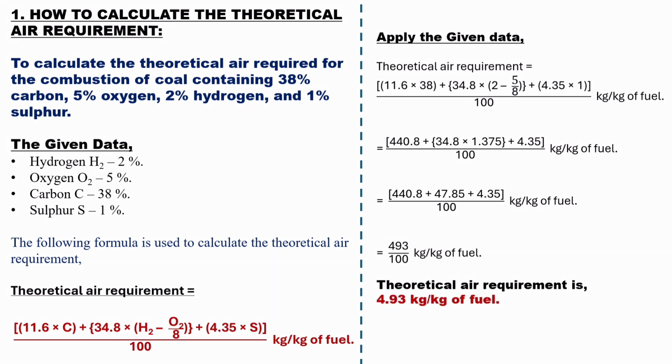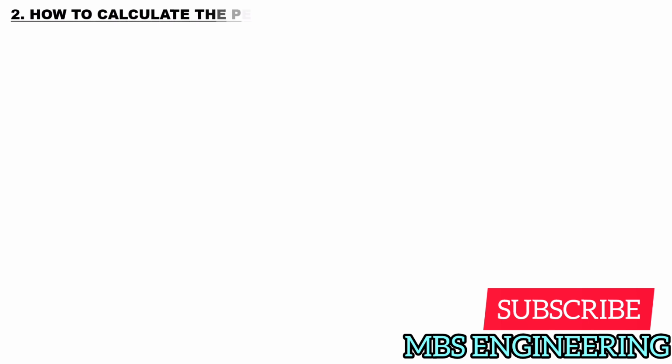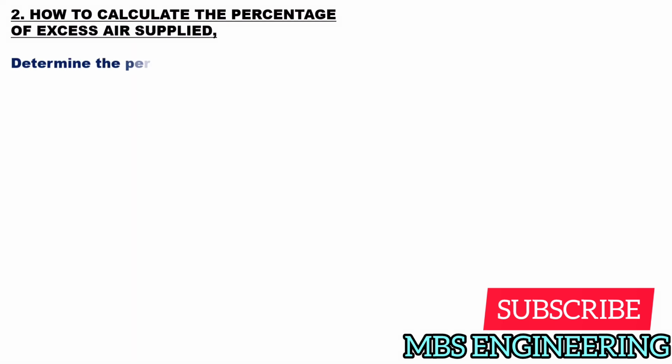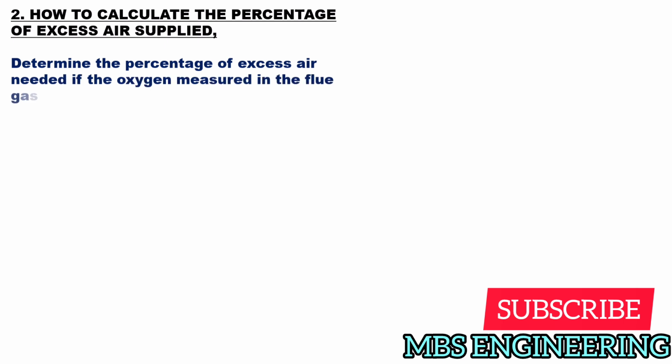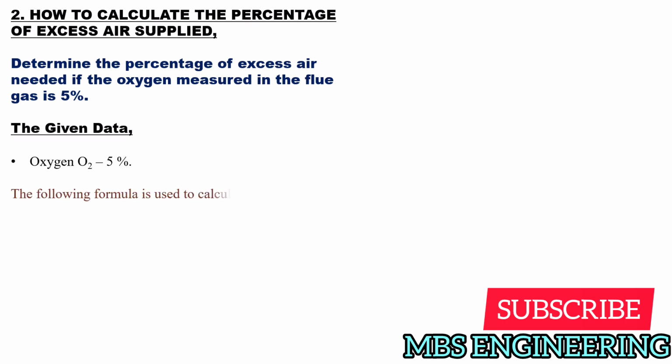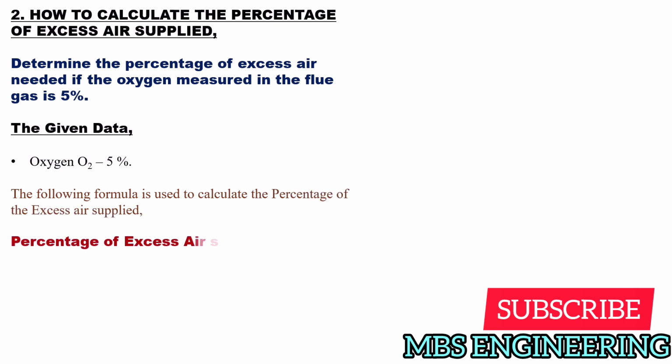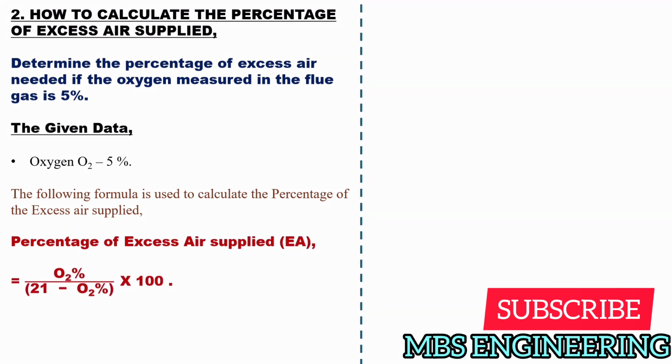Next, we will learn and understand how to calculate the percentage of excess air supplied. Next, we will understand the sample example for a better understanding. Determine the percentage of excess air needed if the oxygen measured in the flue gas is 5%. The given data: oxygen O2 is 5%. The following formula is used to calculate the percentage of the excess air supplied. Excess air supplied, AA, is equal to O2 in percent times 100, and then the obtained value is divided by 21 minus O2 in percent.